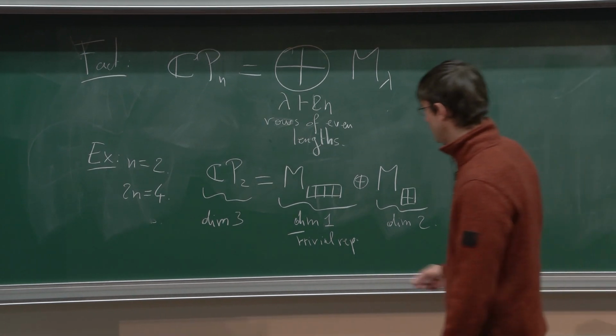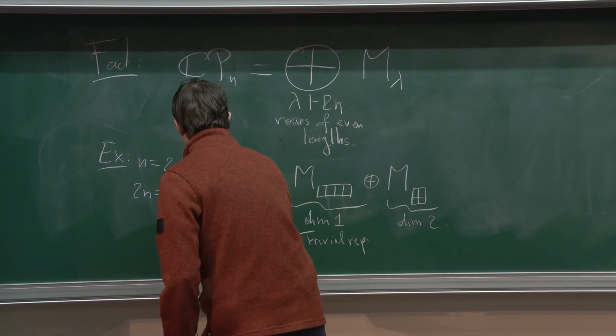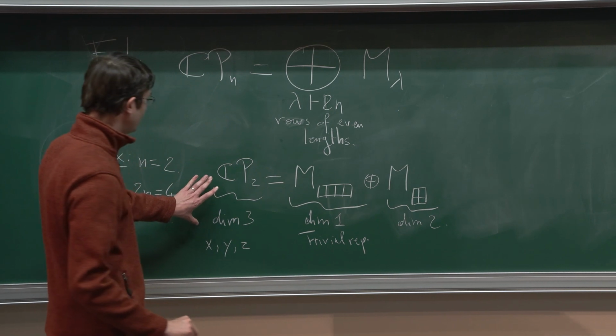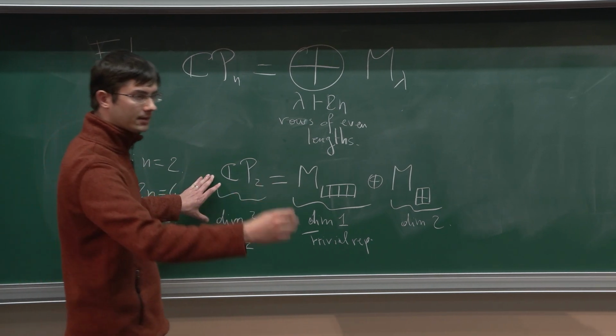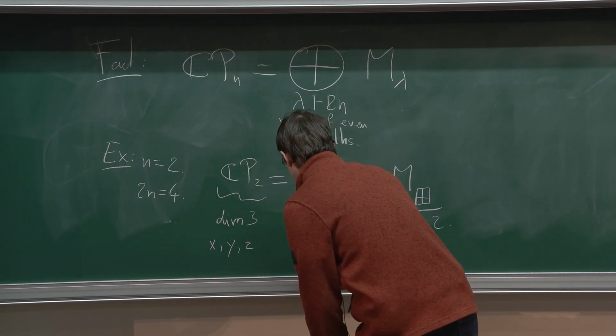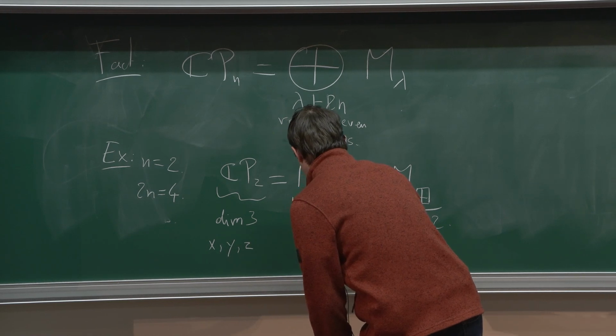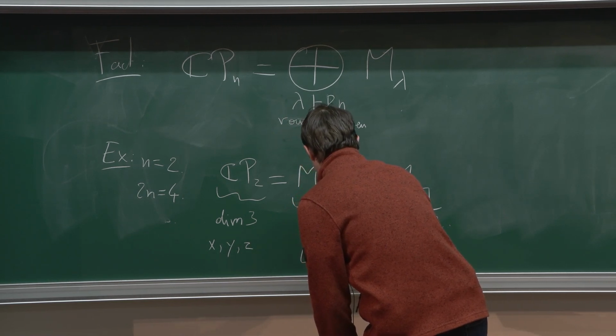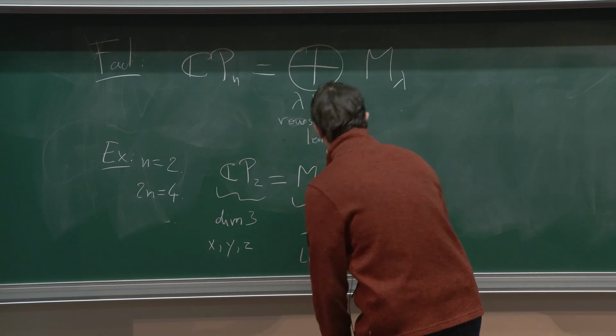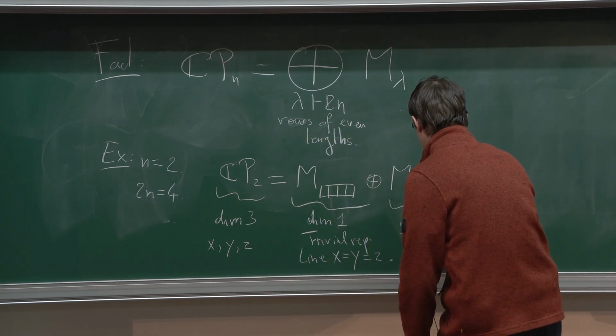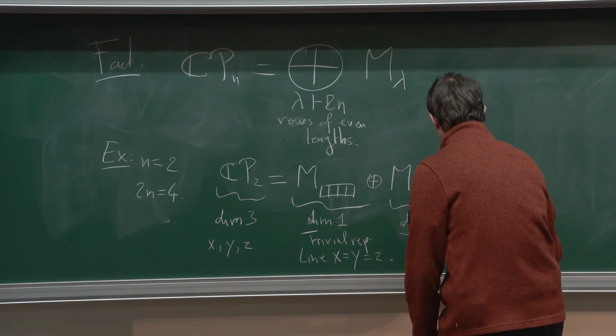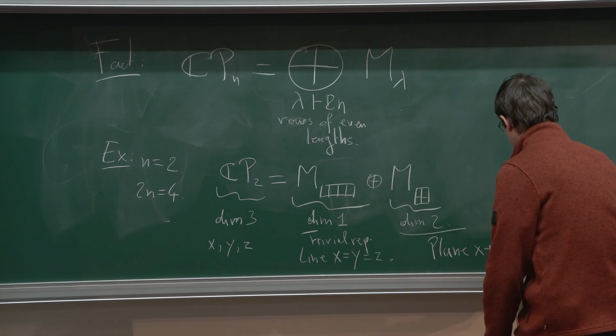And you can check that if I denote x, y, z the coordinates with respect to the natural basis given by the 3 pairings, then this one is a line x equals y equals z, and this one is a plane x plus y plus z equals 0.